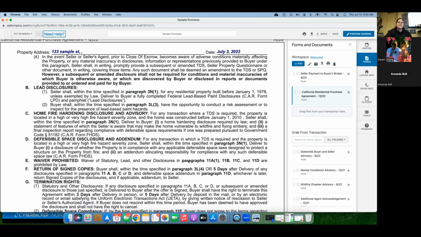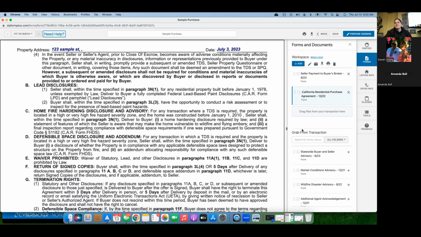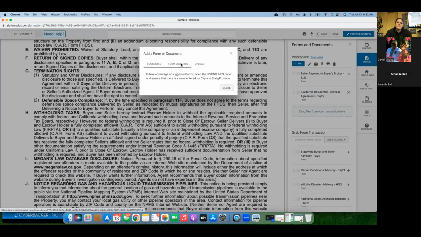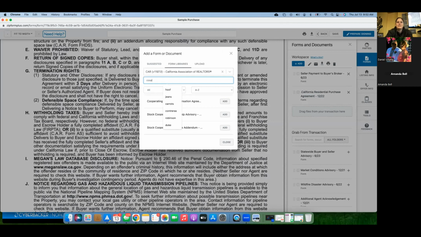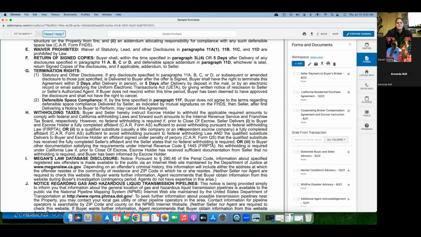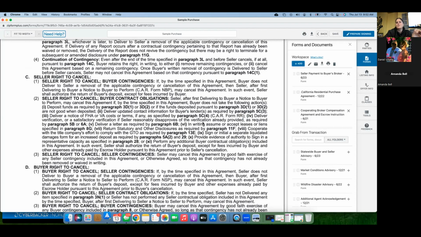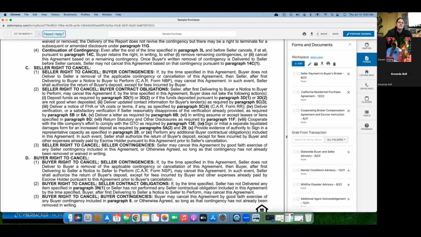What's the form number again? That's a great question. I haven't come up with it yet. So hold on just a second and let me add it in here. It always takes me a minute to find it. Form library. Yeah. It's the cooperating broker compensation agreement. I think it's like a CBC. I'll double check the acronym in a minute. So it's a cooperating broker compensation agreement and escrow instructions.